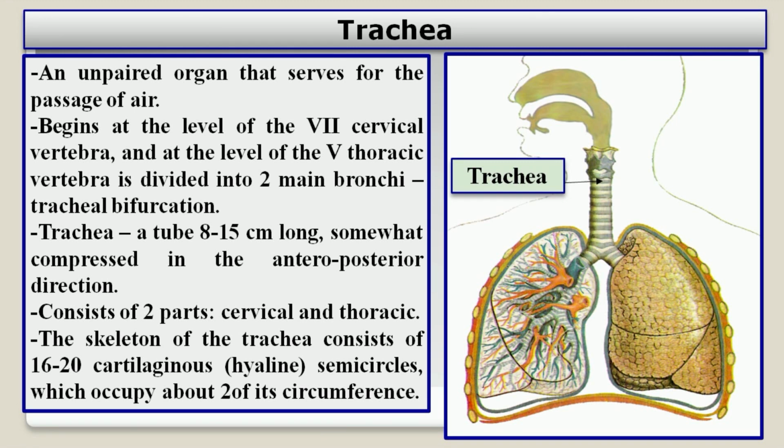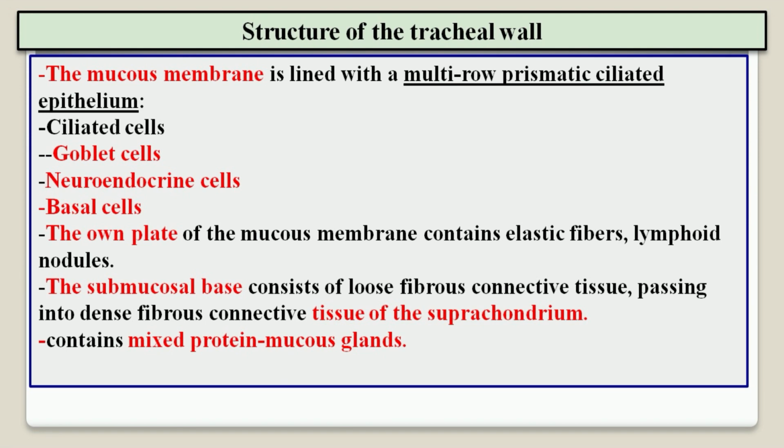Trachea, a tube 15 centimeters long, somewhat compressed in the anteroposterior direction, consists of 2 parts, cervical and thoracic. The skeleton of the trachea consists of 20 cartilage rings, semi-rings, which occupy about two thirds of its circumference. Structure of the tracheal wall.